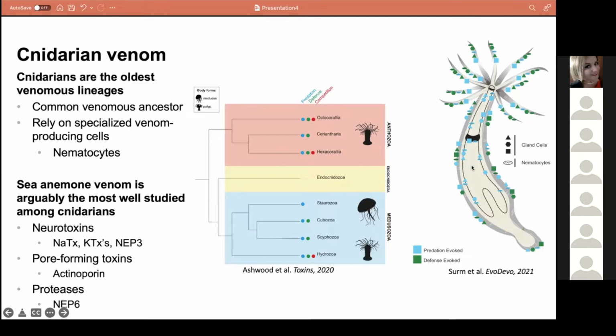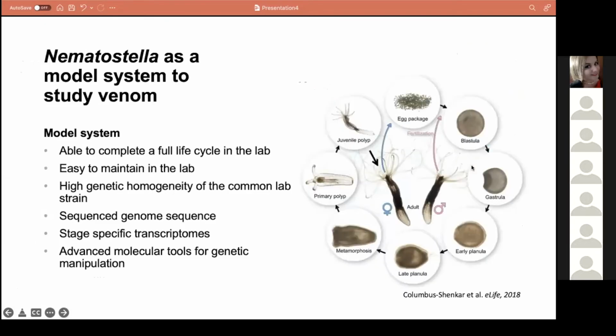represented here. So Nematostella vectensis, very quickly, is the model sea anemone species. And it's a model system because it's able to complete its full life cycle in the lab. It's easy to maintain. It has a sequenced genome. It was the first sea anemone with a sequenced genome. We have many transcriptomic and proteomic data sets as well.